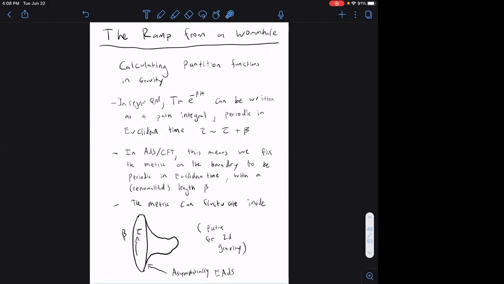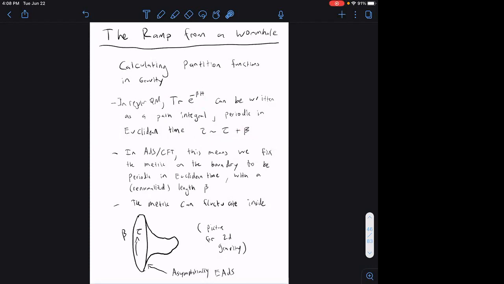So the spectral form factor is 2 copies of the partition function, analytically continued. So to get started, let's just calculate the partition function, Z of beta. So in regular quantum mechanics, the partition function, trace e to the minus beta H, can be written as a path integral, periodic in Euclidean time. So Euclidean time tau is periodic in beta. Beta is the inverse temperature.